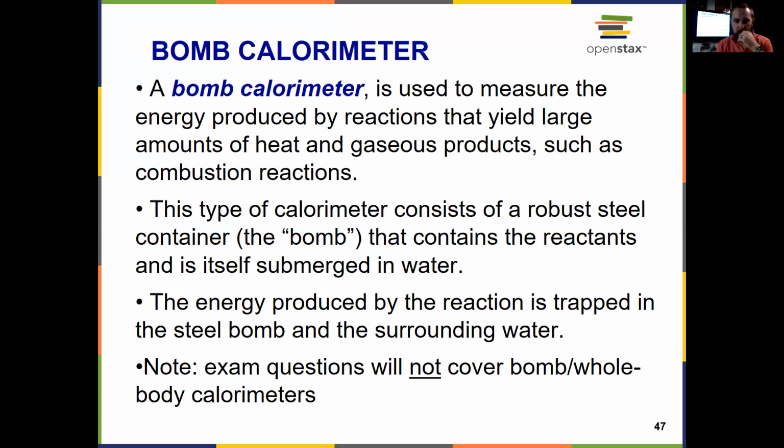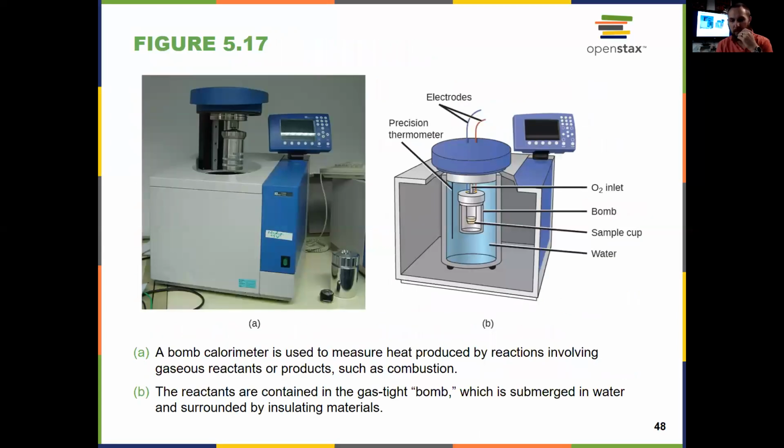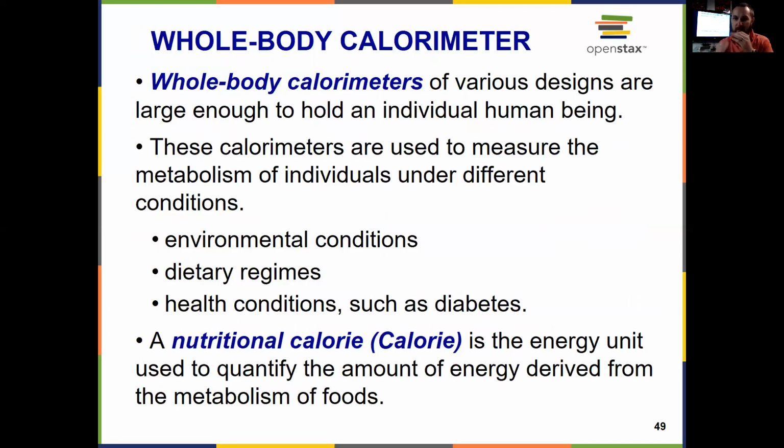Okay, and if you look on the slides that are next here, okay, you can see kind of a rough sketch here. You see bomb labeled there on the right-hand side. It's just a strong steel container surrounded by water, and you still measure the temperature change of that water with the solutions and then relate it to the system. Other things that exist are whole body calorimeters, and these things are really neat because I'll jump to the next slide here and then come back.